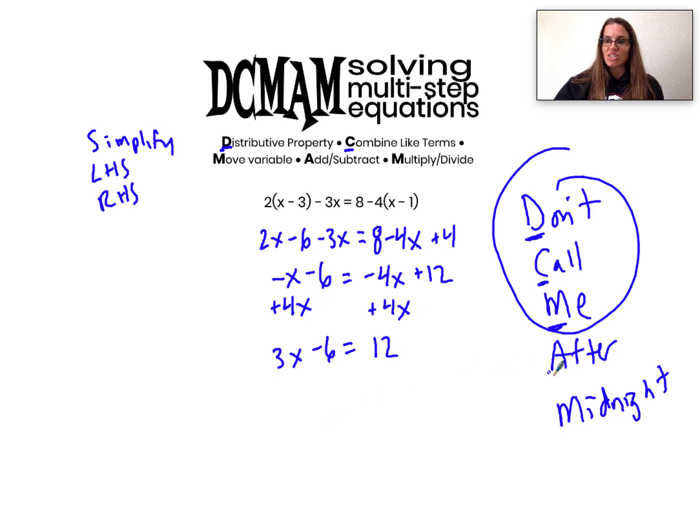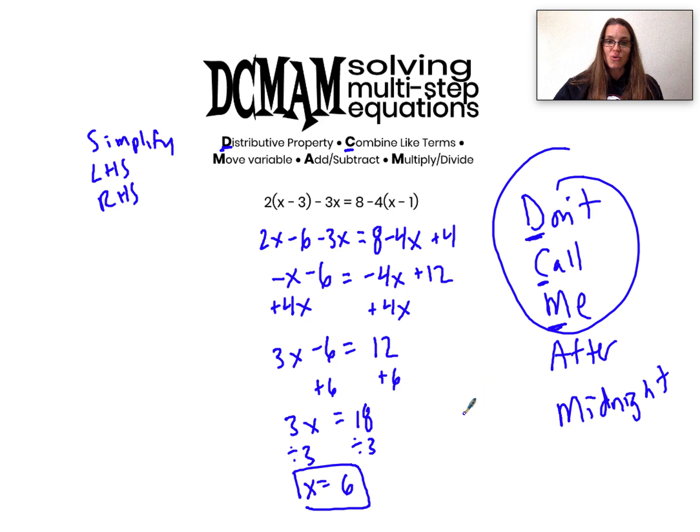Now I have a two-step equation, so hopefully I don't need this after midnight part to help me remember that my first inverse operation is to add 6 to both sides of my equation. 3x minus 6 plus 6 is just 3x, and then 12 plus 6 is 18. My last step is to undo that times 3 and divide both sides of my equation by 3. 3x divided by 3 is just x, and 18 divided by 3 is just 6. That is my solution to this equation, x equals 6. If I plug 6 in for each of these x's, I will get a true statement.